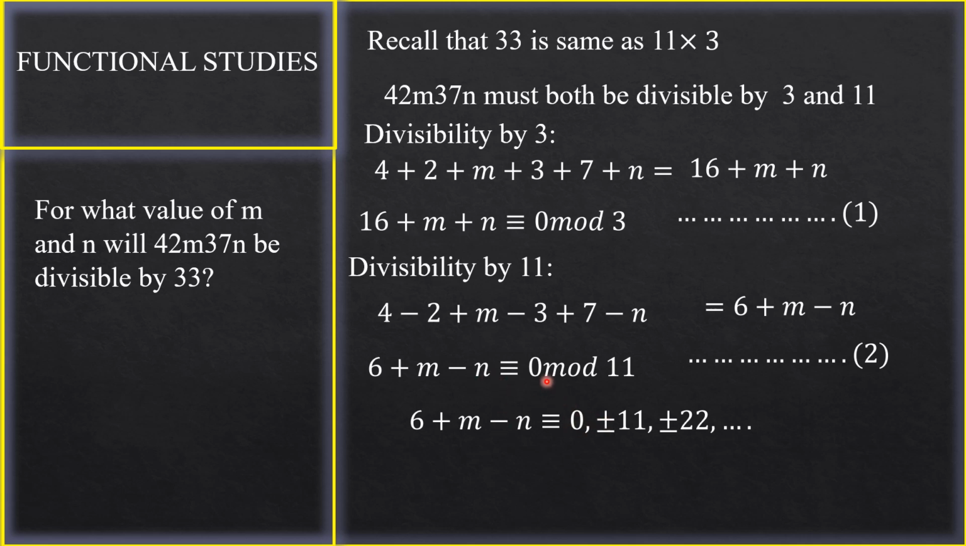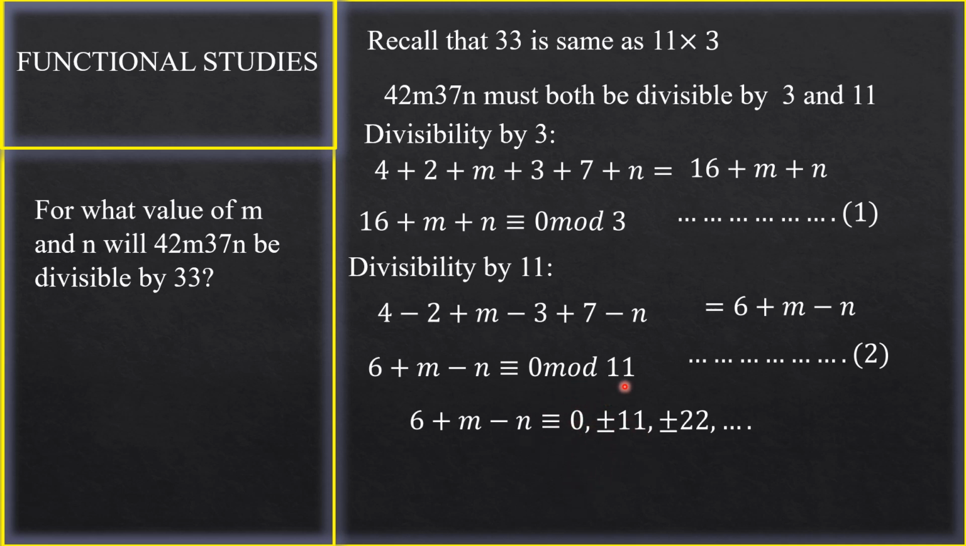So it leaves no remainder when divided by 11. So this number must be a multiple of 11. You can have both positive and negative multiples. We know that 0 is a multiple of every number.